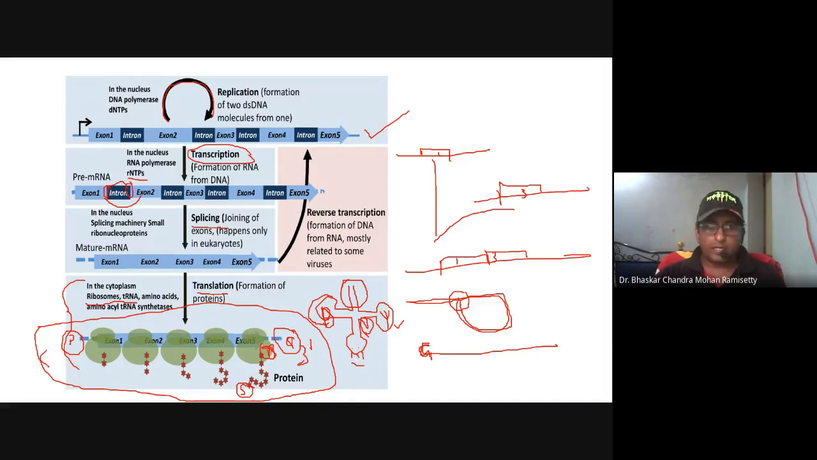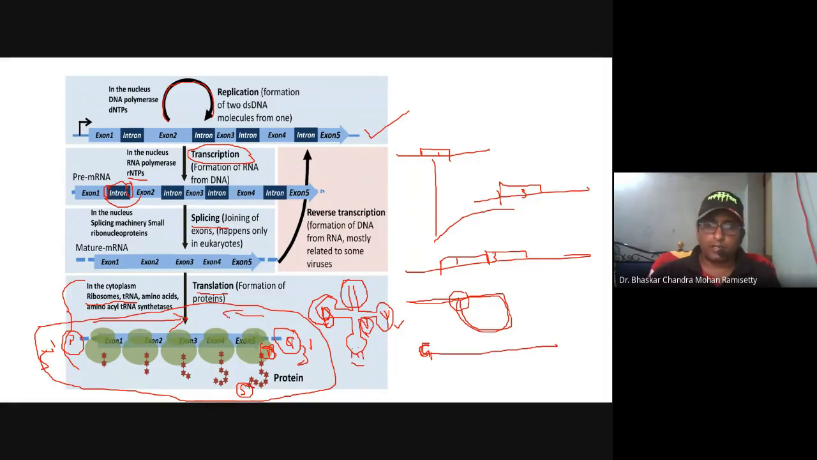How can you say it is 5 prime and 3 prime? You have to assume that the ribosomes are moving in this direction. All reading of information, whether on DNA or RNA, is always done 5' to 3'. All polymerization also happens from 5' to 3'. So if the ribosome is moving on the mRNA, it is moving from the 5' side to the 3' side.